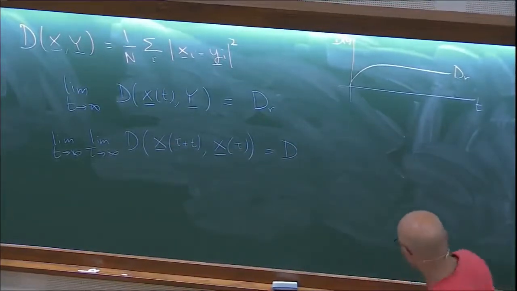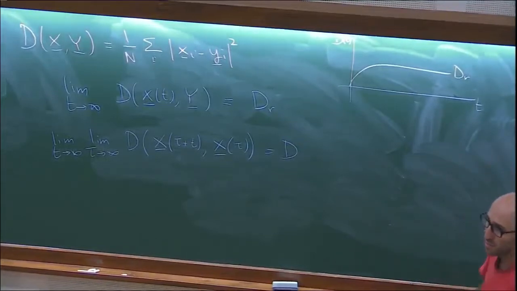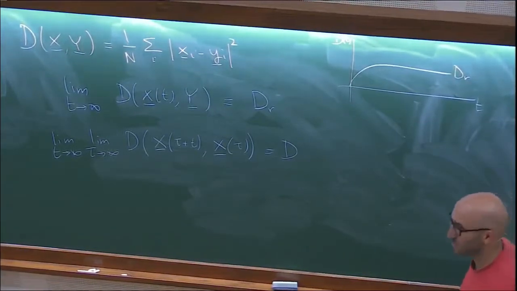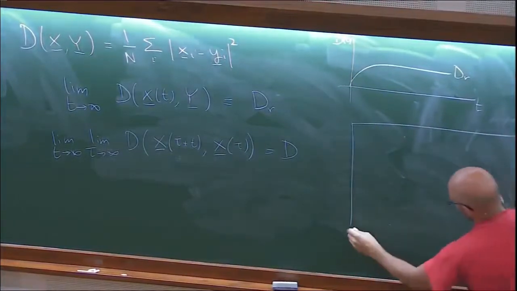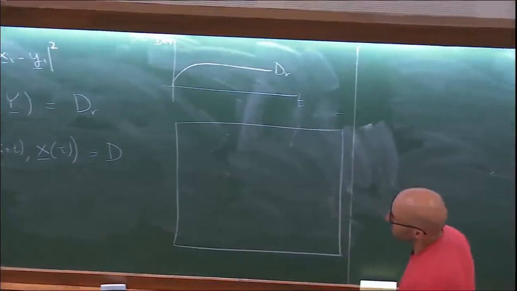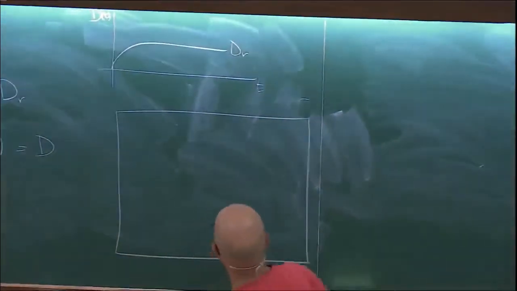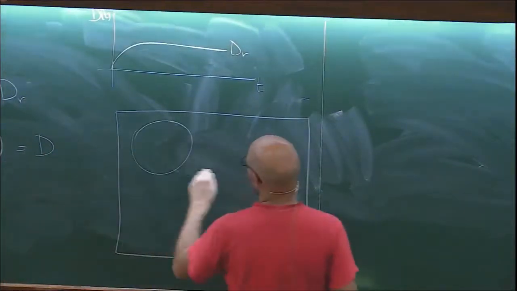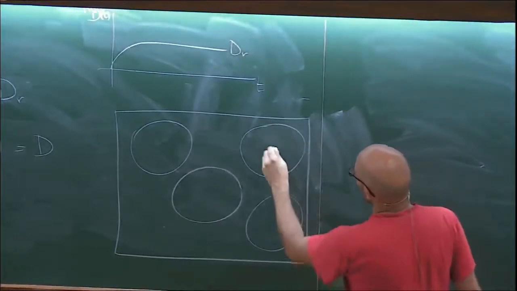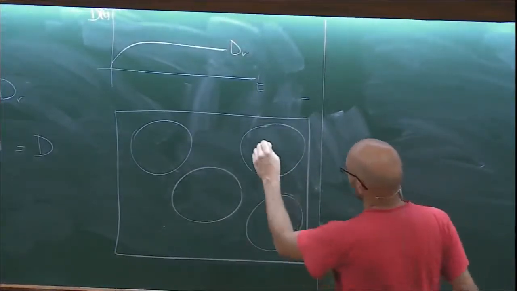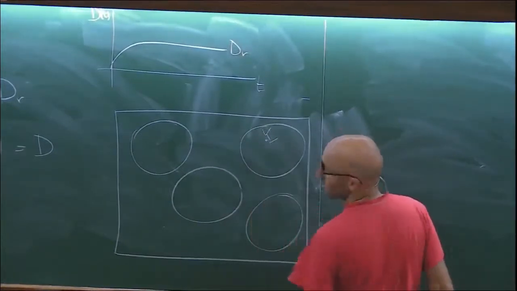So the idea is this. Yes, I can draw it in this way. The idea is that in the dynamically arrested phase, I have glass states. So glass states are kind of blobs in the phase space. So this is phase space. So when I select an equilibrium configuration, the equilibrium configuration will fall into one of these states.